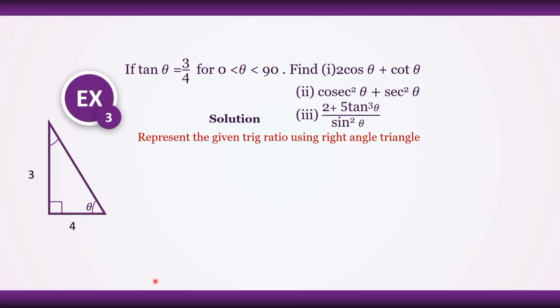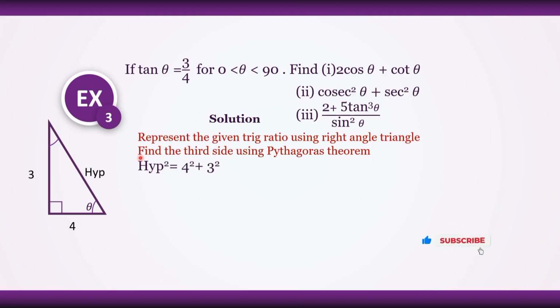Now to find our hypotenuse, we use Pythagoras theorem. Using Pythagoras theorem, we have hypotenuse squared is equal to adjacent squared plus opposite squared, the sum of the squares of the two other sides. So we have 4 squared plus 3 squared. And what is 4 squared? 16. What is 3 squared? We have 9. Then we have 16 plus 9 is equal to 25.